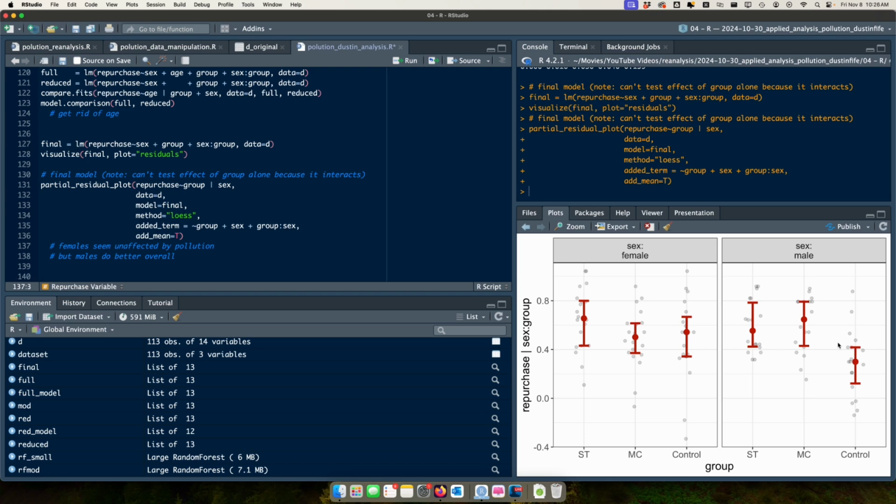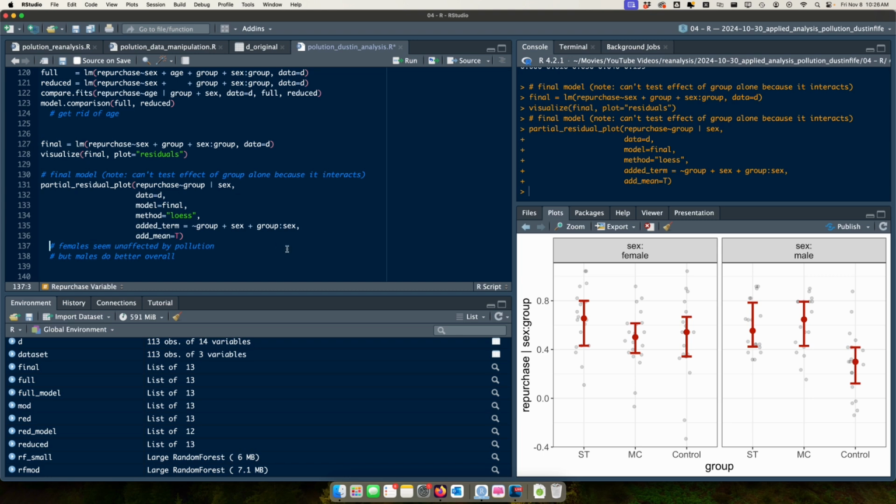And males kind of sort of do better overall, at least when you look at the control group. Remember, lower values on repurchase mean that they did better, that they made better financial decisions. So if you just compare the controls, it looks like the males are doing better, but once you add the pollution, the males and females are about the same.